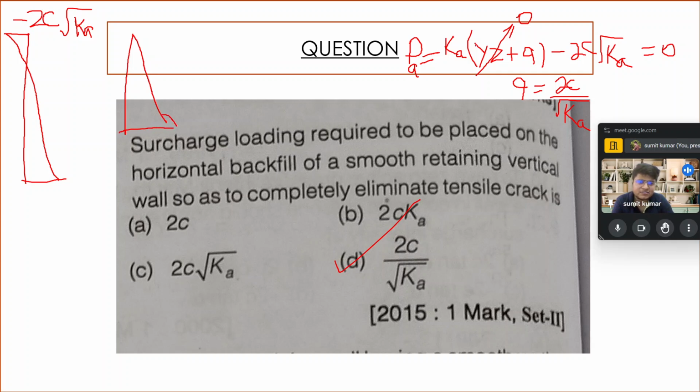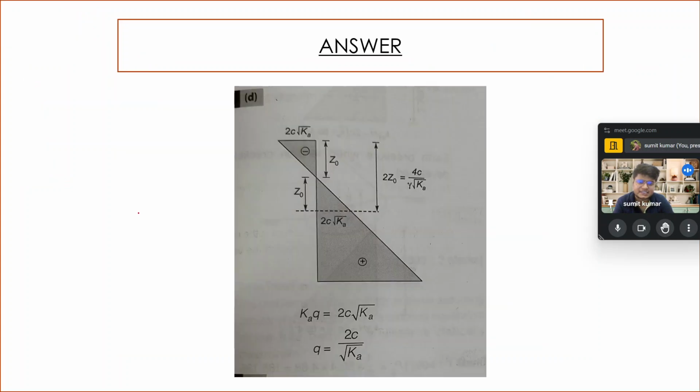So at Z equal to 0, when we put Z equal to 0 in this equation, it becomes K into Q minus 2C root K equal to 0. Then when we solve it we get Q equal to 2C upon root K. So this is our answer: if we apply this much surcharge, then the chance of development of the tension crack gets eliminated. Okay. So option D is going to be our correct answer.